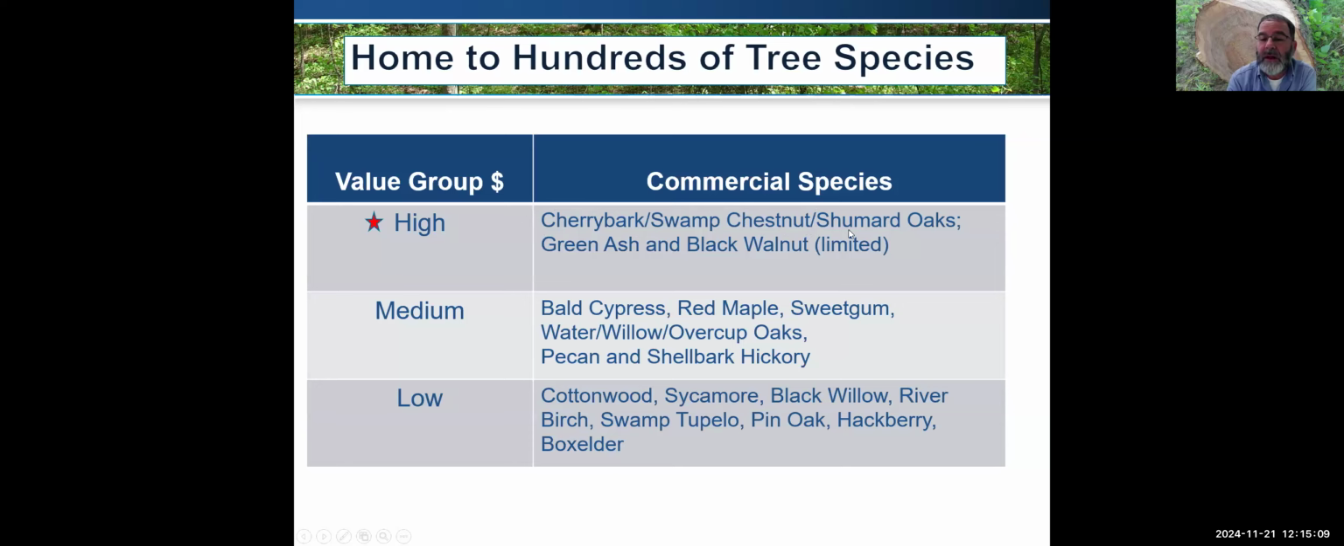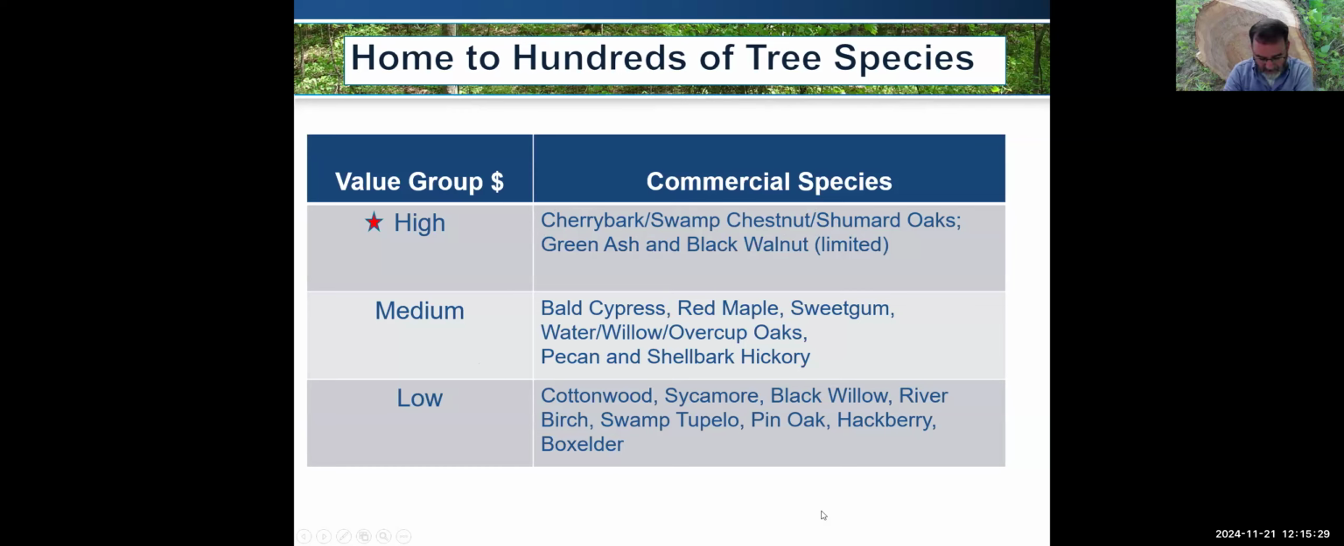Green ash is another one, and I've thrown Shumard oak and black walnut in here. They're going to be very limited on bottomland sites. They tend to grow adjacent where the upland meets the bottomland, or maybe along the banks where there's better sand deposits. So you'll find a few of them, and they're certainly desirable when you do.